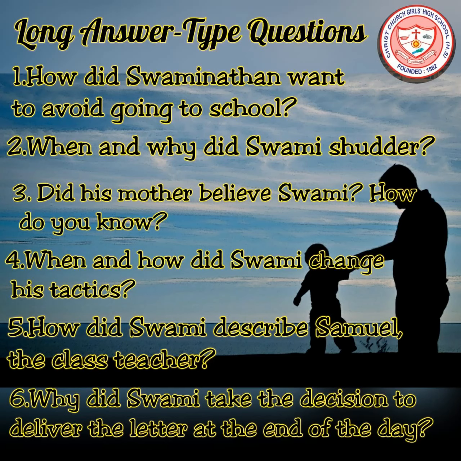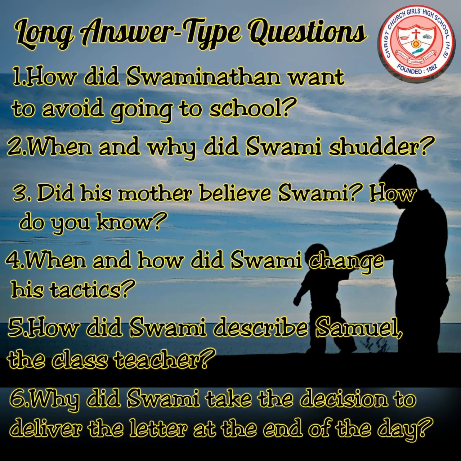Question number 4. When and how did Swami change his tactics? Swami's father was very strict about his going to school and refused to listen to his excuses. At this, Swami changed his tactics, and he said he could not go to school so late because his class teacher Samuel is very angry with those who used to come late in class.